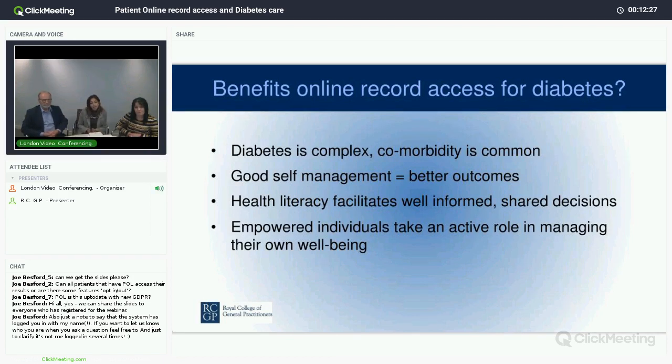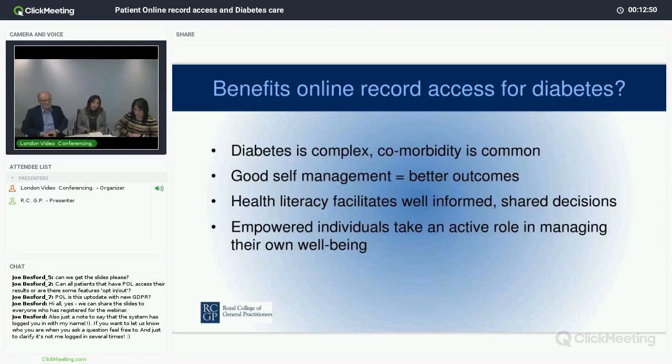By having access to their online record, every time they log on to their record, they will get to be more familiarized with the names of their medications, the names of their other health conditions, as well as diabetes. And this ultimately improves their health literacy and makes them a more well-informed patient.